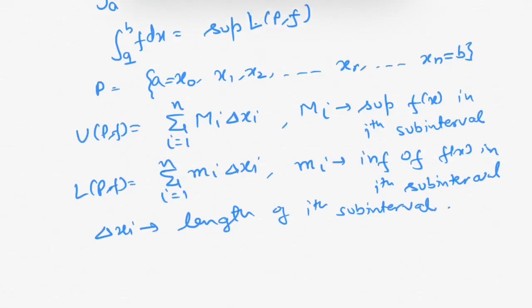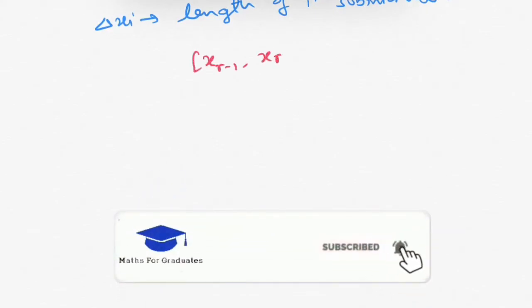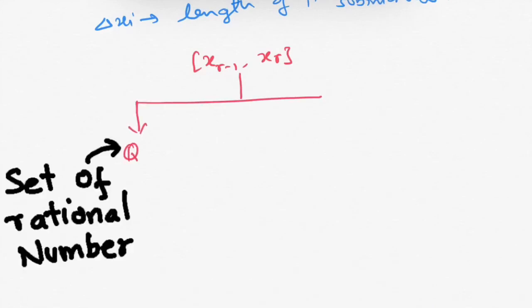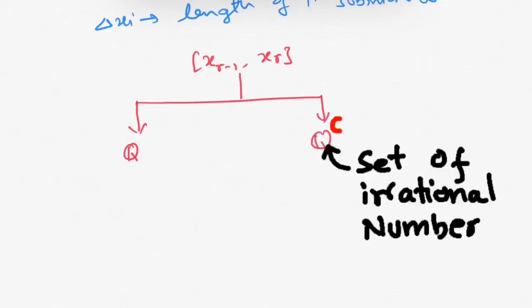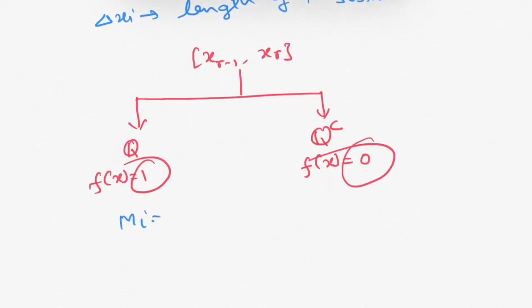Now the crucial part comes here. Every subinterval contains infinitely many rational numbers and irrational numbers. For a rational number the function value is 1, and for an irrational number the function value is 0. So in every subinterval, the maximum value of the function is 1 and the minimum value of the function is 0. Hence capital Mi will be 1 and small mi will be 0.